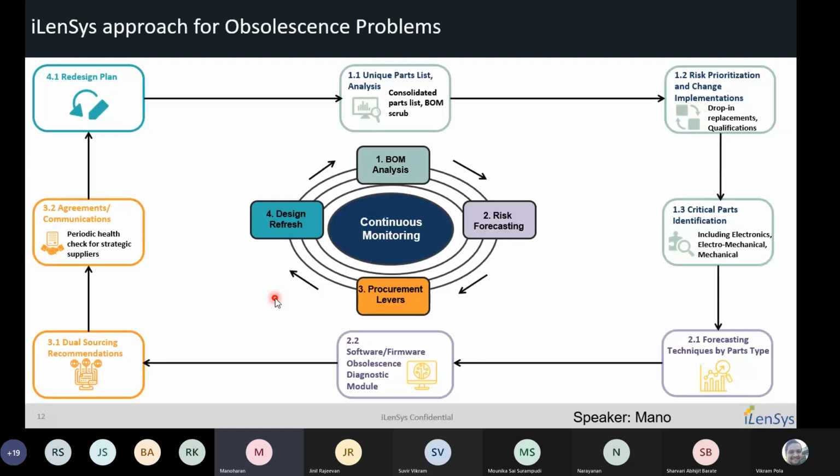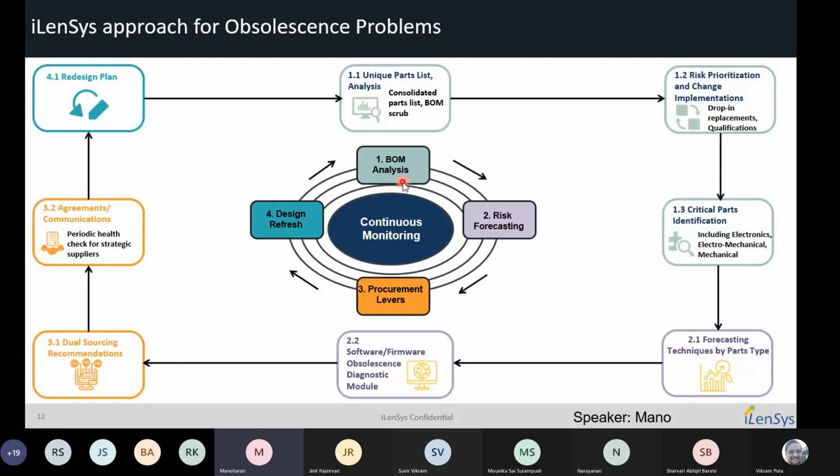In general, including all types of components, in iLenSys, what is the approach that we typically go with for managing obsolescence? As you can see in the middle, this is a typical 4-step process we follow, with continuous monitoring being the central and critical part of it. In step 1, the bill of material analysis, we typically start with collecting the product bill of material, or if it is done at a PCBA board level, the PCBA board bill of material, and we create the unique parts list.